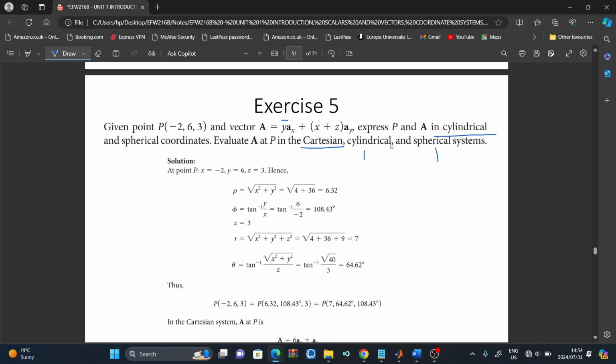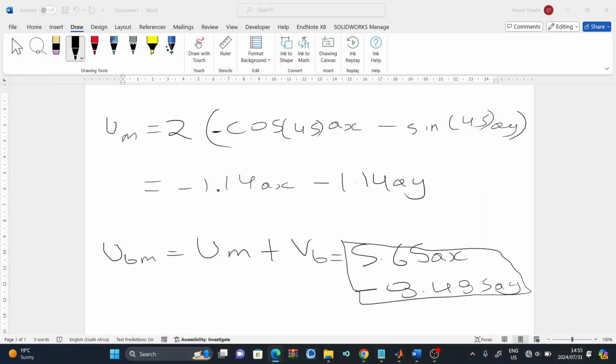So I'll just show you how to get, let's say, in each case cylindric or spherical. Then from there it's quite simple. You can do the rest of them yourself. So let's start.